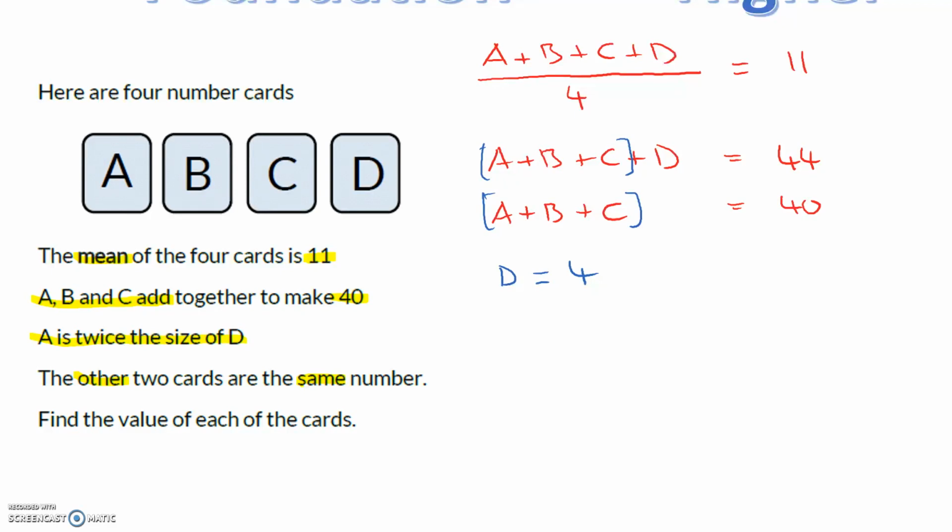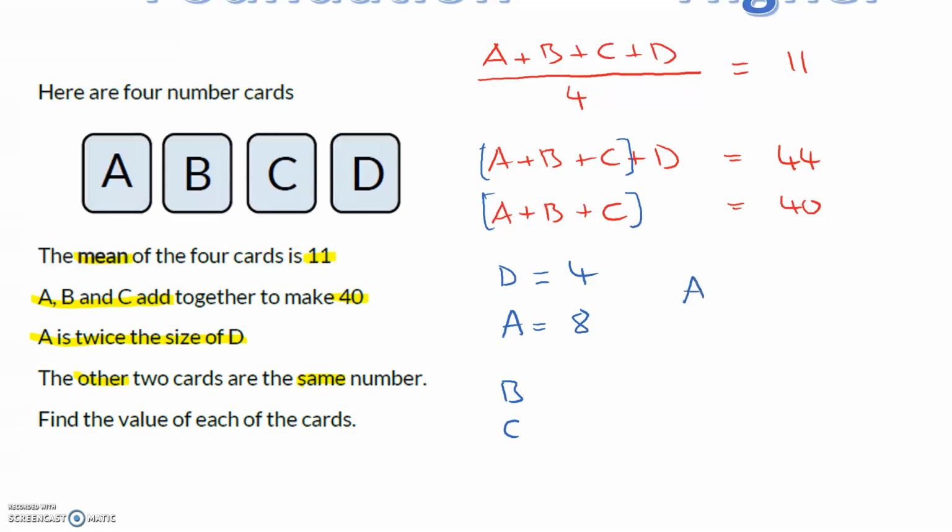Next statement: A is twice the size of D. Well, that's easy because we just found D. A is twice the size of D, so A equals 8. And the other 2 cards are the same number. We know the other 2 cards are B and C, and both of those have to be the same number. But we already know that A plus B plus C plus D equals 44.